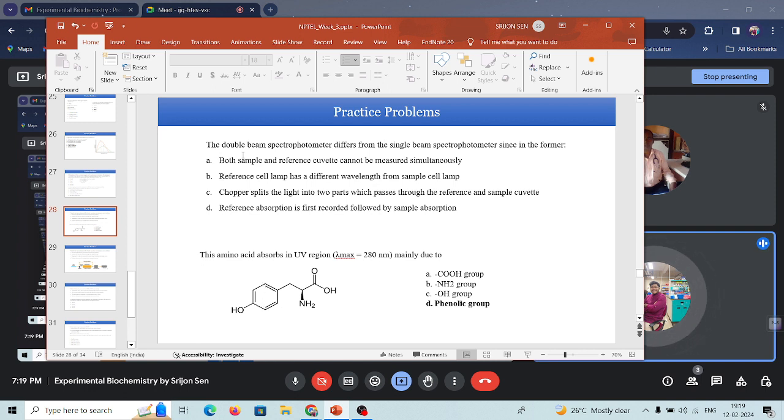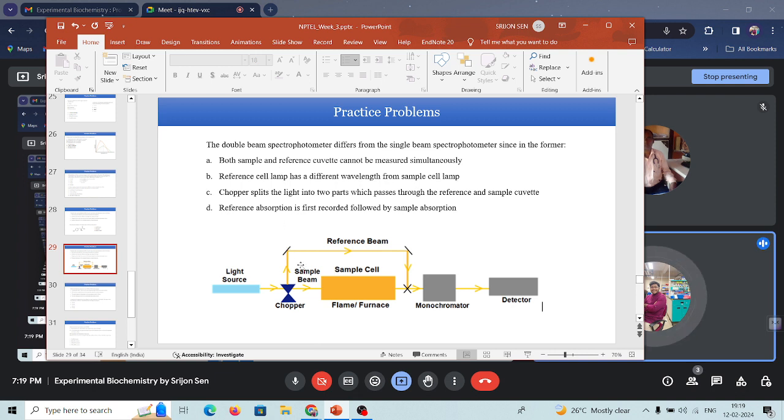The next one: the double beam spectrometer differs from the single beam spectrometer. For this we have a very nice diagram that we can understand here. How does this double beam spectrometer differ from a single beam spectrometer? There is a light source, then the sample beam passes through the sample and goes into the monochromator and the detector. The other beam goes as the reference beam, and that mixes over here and goes to the monochromator, and we have the detector.